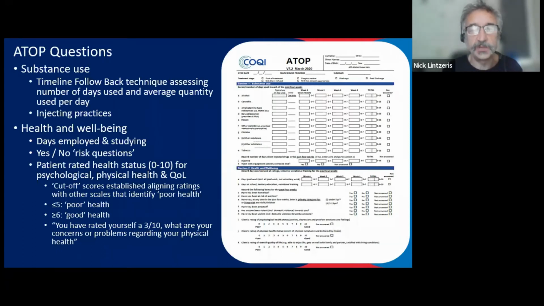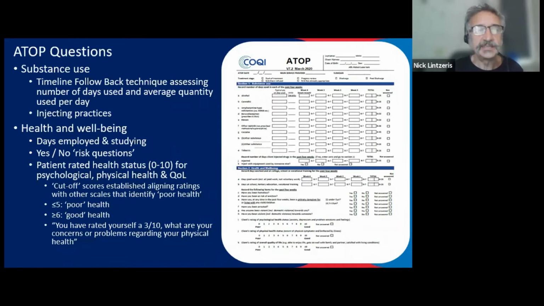allows you to then look at changes in quantity as well as frequency. So I think many of us working in this sector will be aware of the diversity in how people report substance use practices. We also have a role there for injecting and also for bloodborne virus risk practices around injecting.